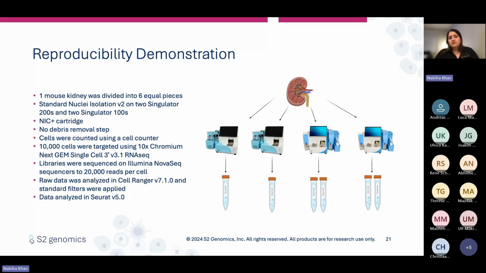Since kidney has low debris, we did not use any debris removal or any sort of cleanup or enrichment downstream of the isolations. These nuclear suspensions were counted and put into a 10x assay. Libraries were sequenced on the Illumina sequencer and the data was processed with Cell Ranger using Seurat.